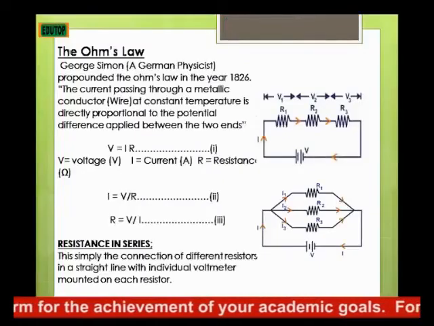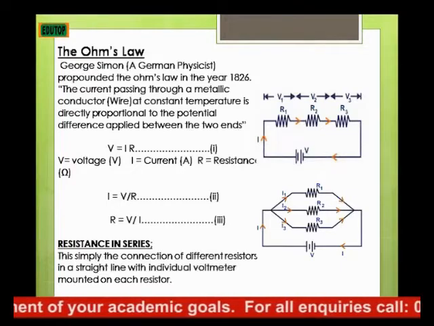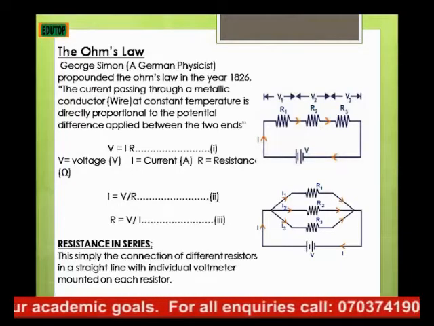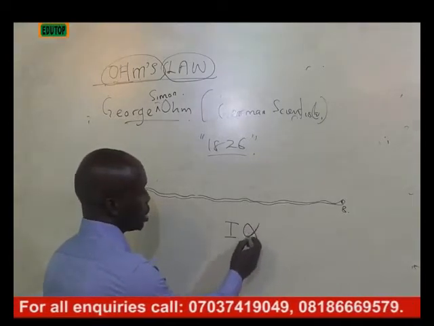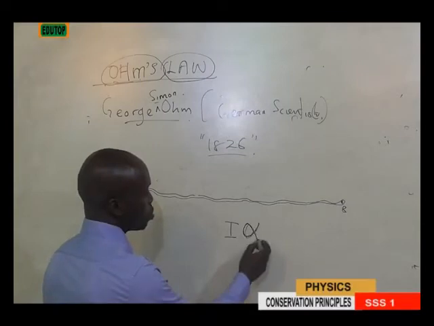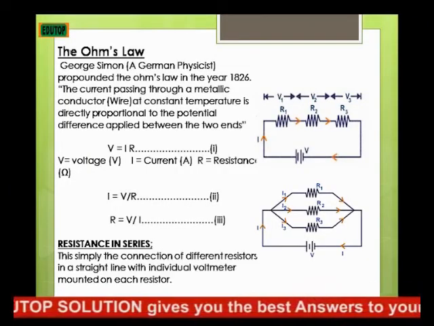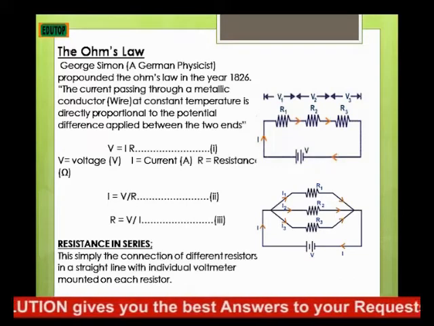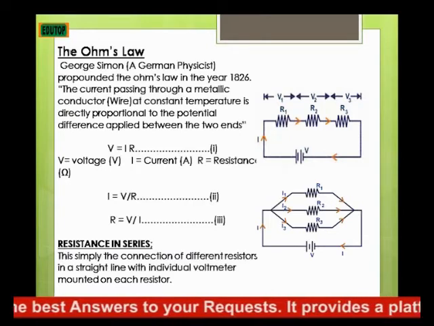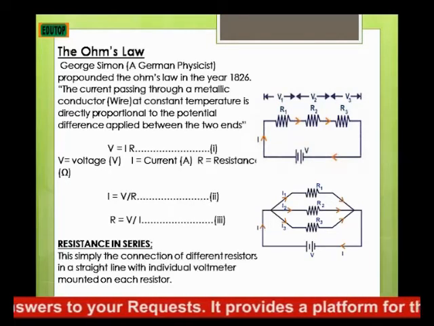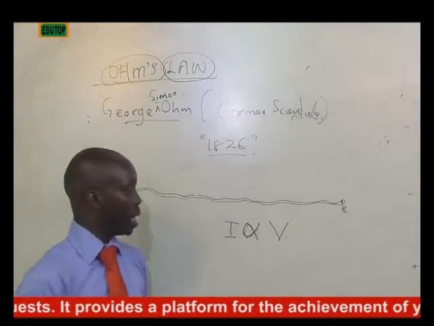The current passing through your metallic wire at constant temperature is directly proportional. Are you getting it? When you say directly proportional, you just put your I alpha. The current passing through a metallic conductor, that is a wire, at constant temperature is directly proportional to the potential difference between the two ends. Where is the potential difference? V. That's your volt. I think we spoke about that now.